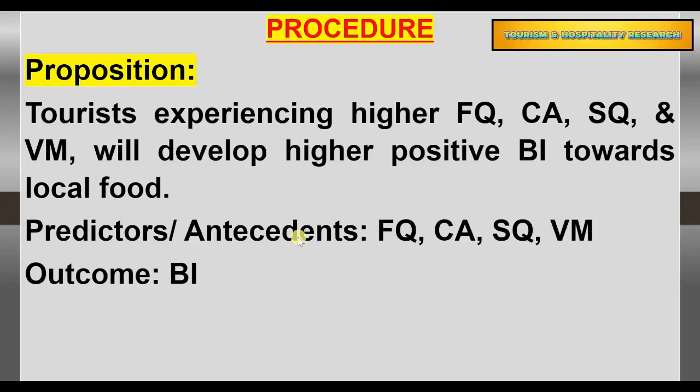So this is the proposition which we have built, wherein the predictors, antecedents, or we may call them independent variables, are food quality, cultural authenticity CA, service quality SQ, value for money denoted by VM, and the outcome is behavioral intention BI. So how to execute this process? Let us check it out.